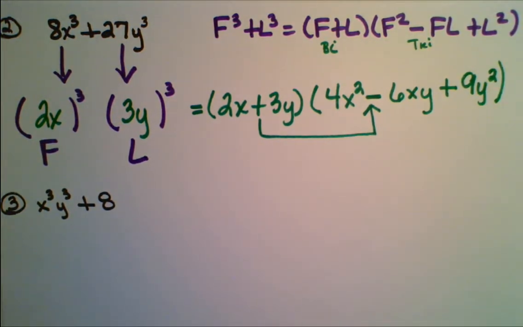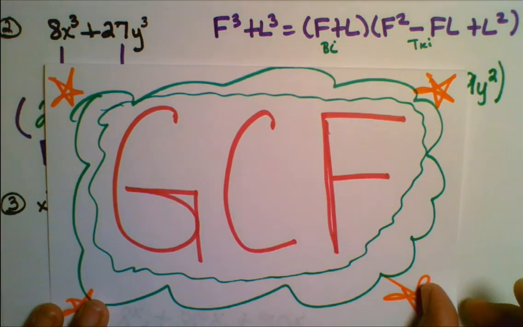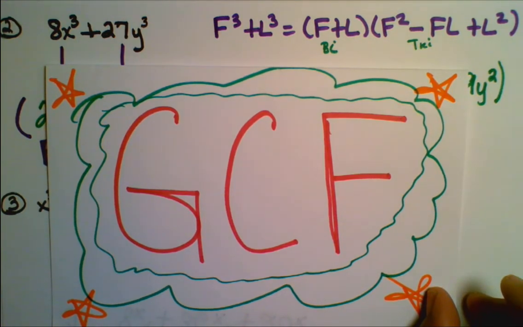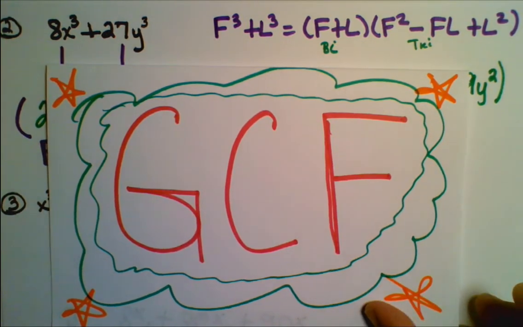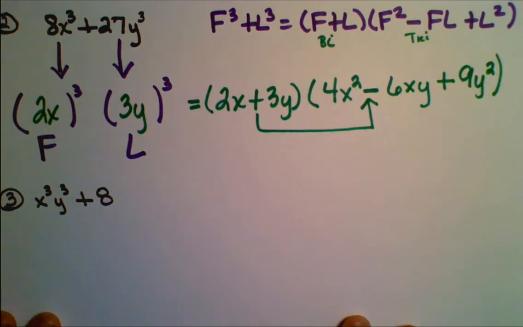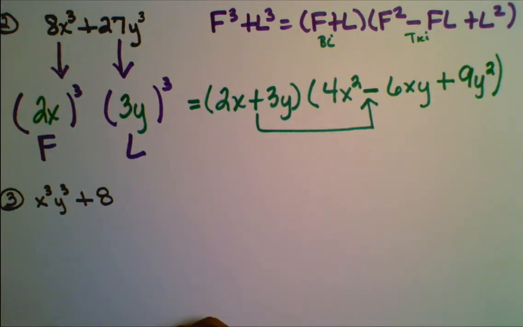Now, as with all questions, even though I didn't focus on it in the first example of cubes nor the second example, please make sure you ask yourselves if there is a GCF that can be factored out, because if it can, we need to do it. Okay, so looking at the next example, number 3, x cubed y cubed plus 8. There is no GCF that can be factored out, but this is a perfect cube.